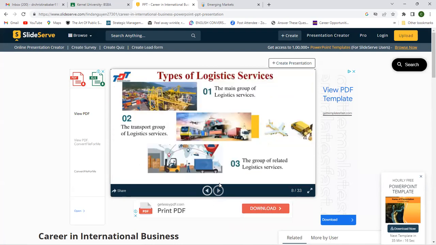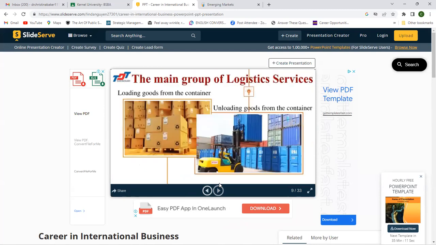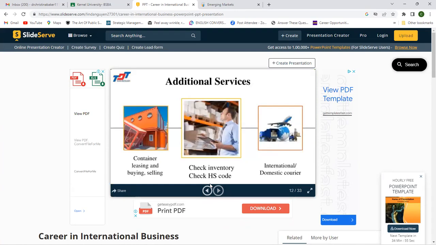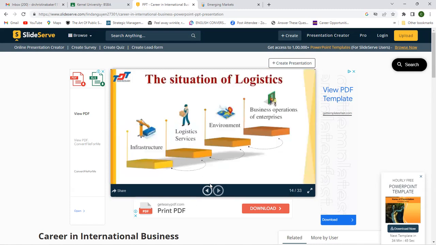The main group of logistics services, the transport group of logistics services, and the group related to logistics services. Loading goods into a container, unloading goods from a container. Warehouse services, transport agency services, performing customs procedures, loading and unloading goods. Additional services could be like container leasing, buying and selling, checking inventory, and HS code and international reports online, situation of logistics, infrastructure, logistics service, environment, and business.